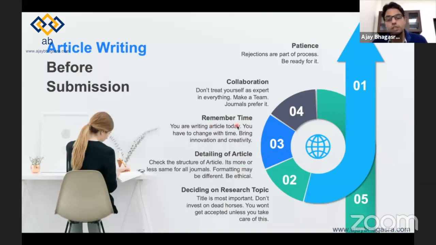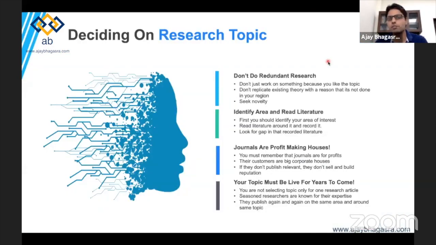Then we talk of time. You have to remember time, because you are publishing today. You are not publishing in the 1990s or in the 2000s. You are publishing in 2020. I will spend some time on it also. Collaboration. Don't treat yourself as an expert in everything. Make a team. And I will tell you how important this point is. Patience. Rejections are part of the process. If you are not patient, you had better adopt any other field. That would be better for you. Let us start on these things one by one.